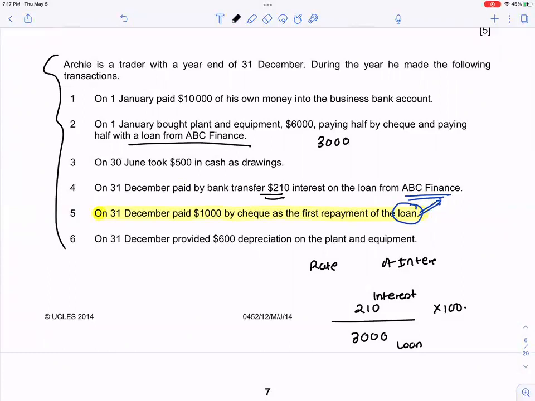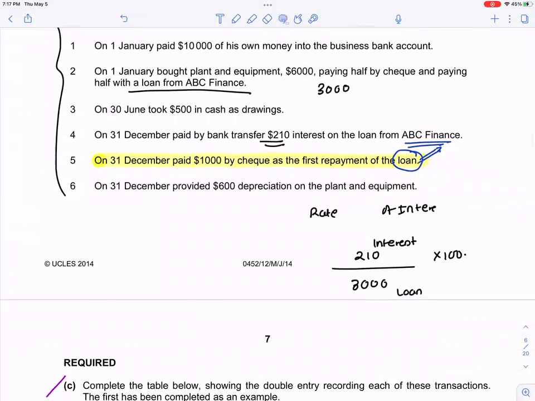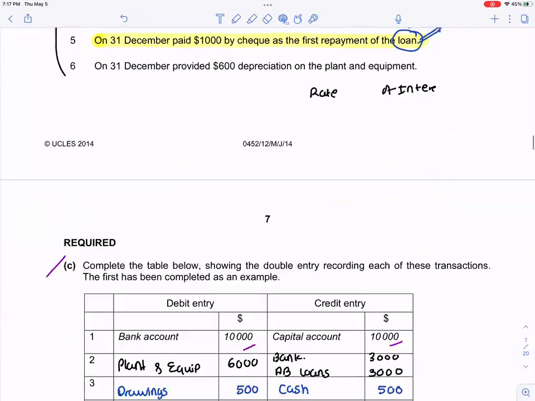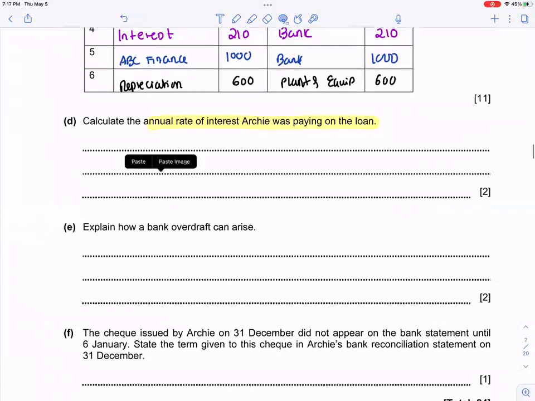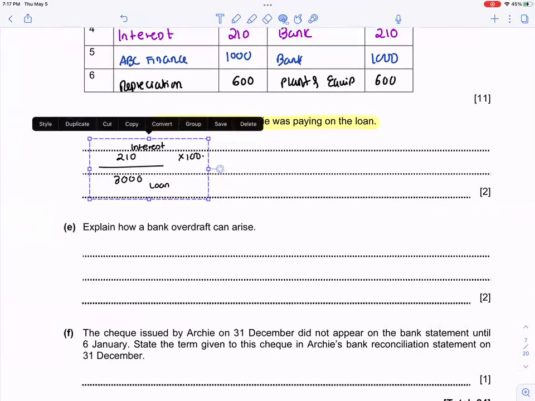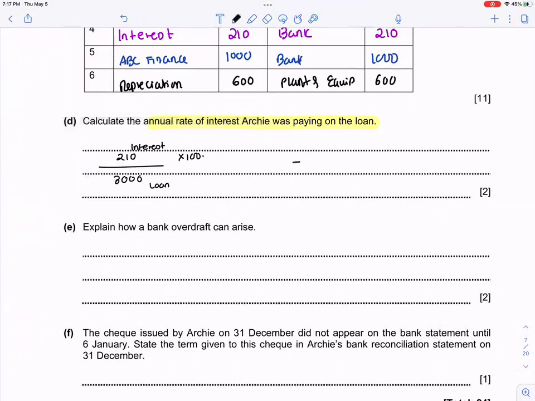What is the annual interest? 7%. Miss, for sums like this, can we write it in the working form? Yeah.